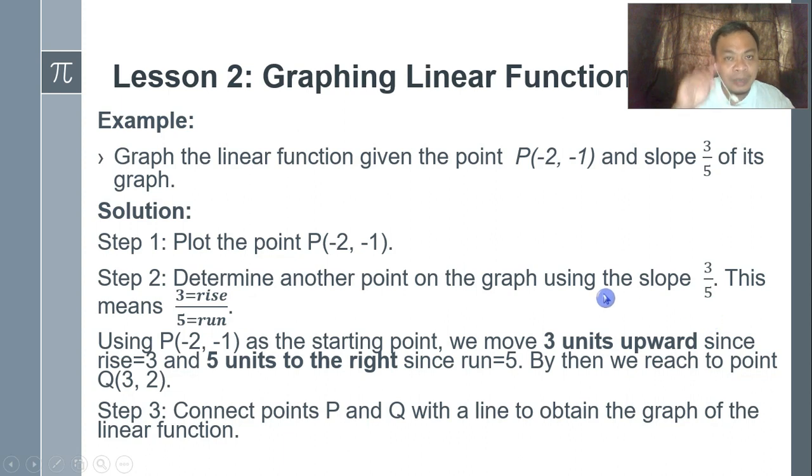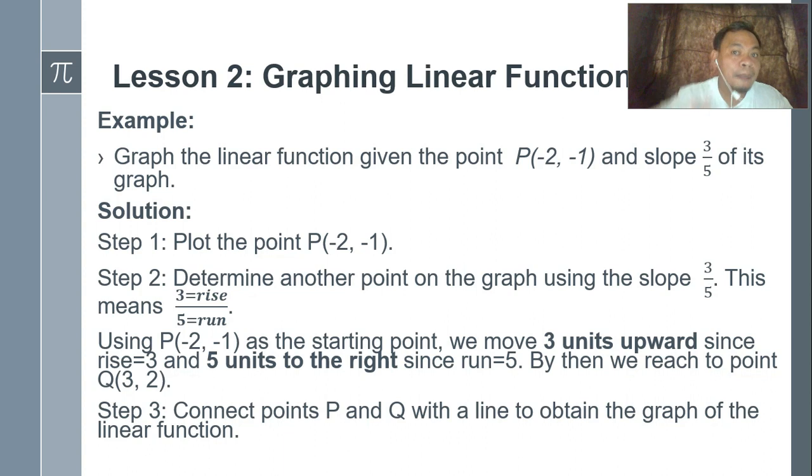So this means, di ba, slope is equal to rise over run. So it means, ito numerator po natin, yan po yung rise, di ba? Tapos yung denominator po natin ay run, di ba? Itong rise is 3, run is 5. Okay, so using our point P, which is negative 2 and negative 1, as a starting point, we move 3 units upward since rise 3 units, and 5 units to the right, di ba? Positive 3 kasi positive 3 kasi yung numerator natin.